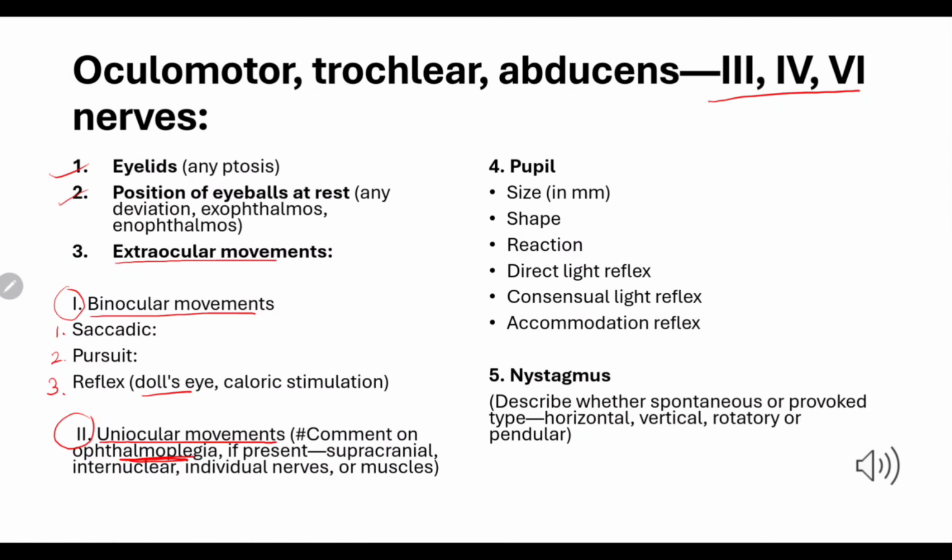Still within the ocular trio, we measure the pupil size in millimeters, their shape and their reactions including direct light, consensual and accommodation reflexes. We also check for nystagmus, describing whether it is spontaneous or provoked and its direction. This tells us immense amounts about the brainstem, which we will map in our upcoming neuro-ophthalmology module.